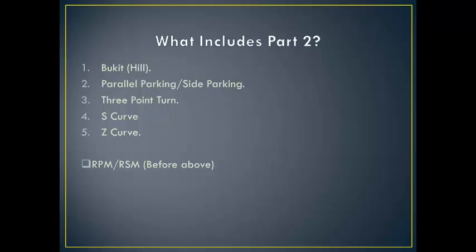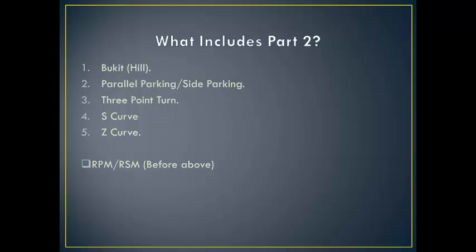Other than RSM and RPM, there are 5 other things that will be tested and that you will have to get trained for in this exam, which include Bukit. Bukit means hill. Here basically you are made expert in going uphill and stopping at the top of the hill and then going down the hill without going backward. Secondly, you will be tested on parallel parking, which is also called side parking. Then the 3-point turn, which is basically getting parked on a point with a 3-point turn only and stopping only 3 times. Then the next one is the S curve, where you will be driving on a road which is S-shaped.